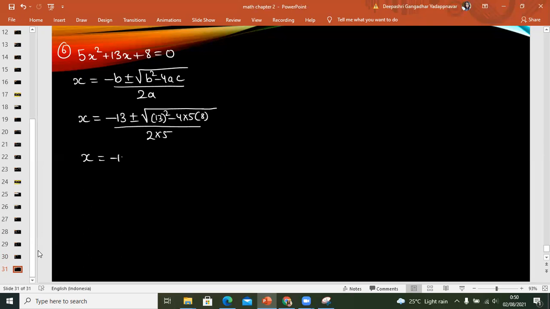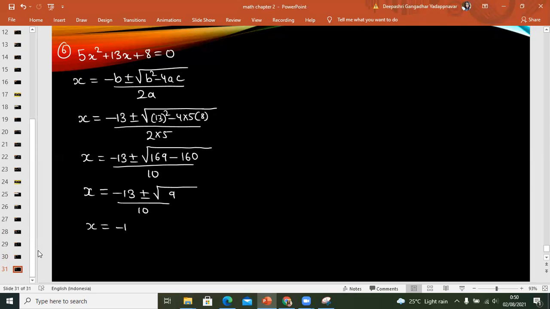x equals negative 13 plus or minus, 13 square is 169, negative 4 times 5 is 20, 20 times 8 is 160. Divide by 5 times 2, 10. x equals negative 13 plus or minus, 169 minus 160 is 9, divide by 10. x equals minus 13 plus or minus square root of 9 is 3, divide by 10.